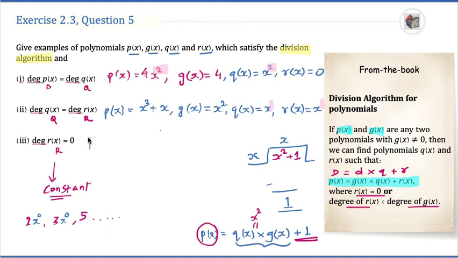Now let me write all of them down. p(x) is equal to x squared plus 1. You should try this with more examples that you create yourself. g(x), the divisor, is equal to x. The quotient, q(x), is also equal to x. And finally, the remainder is equal to 1. So the only condition we had to take care of was that the degree of the remainder should be 0, and we have taken care of that. And we're done.